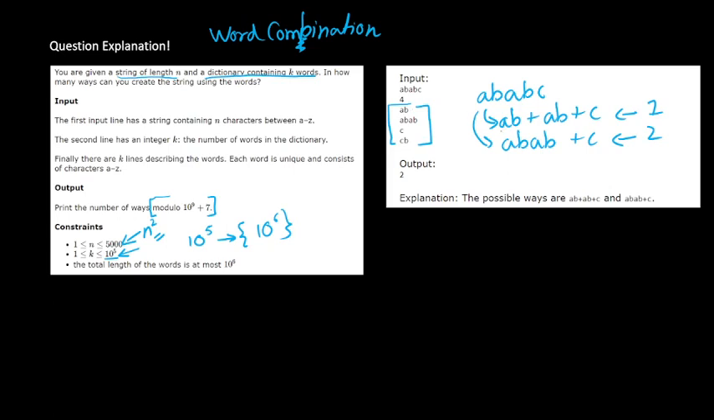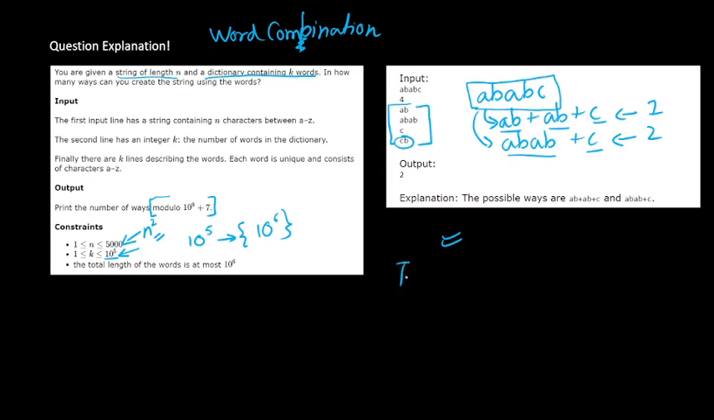As you can see, all the words that I've used here are in the dictionary. CB is not used because there is no combination we can make such that CB is used and we get this word. So this is the problem statement.